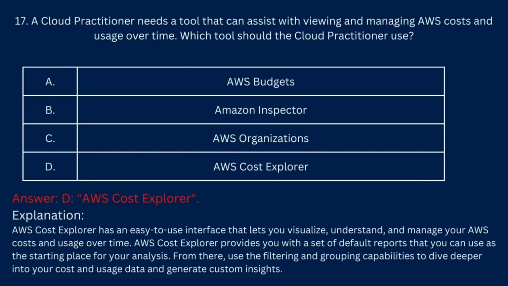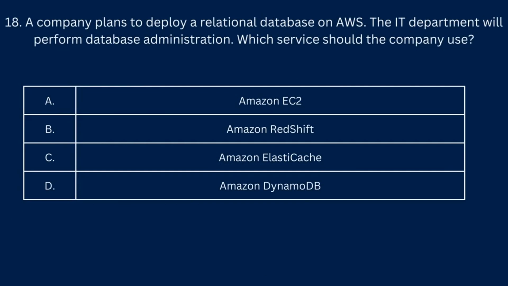The correct answer is D. AWS Cost Explorer. Explanation. AWS Cost Explorer has an easy-to-use interface that lets you visualize, understand, and manage your AWS costs and usage over time. AWS Cost Explorer provides you with a set of default reports that you can use as the starting place for your analysis. From there, use the filtering and grouping capabilities to dive deeper into your cost and usage data and generate custom insights.